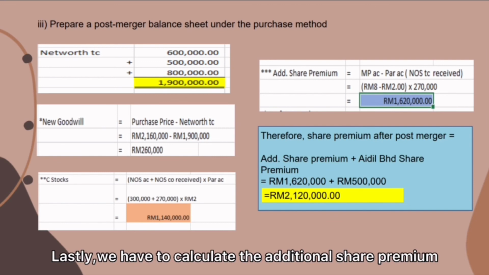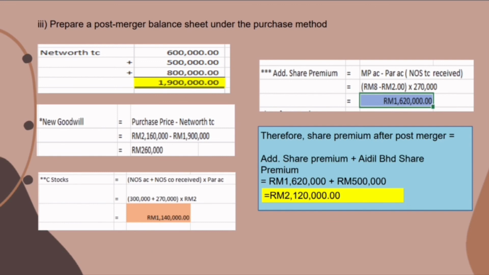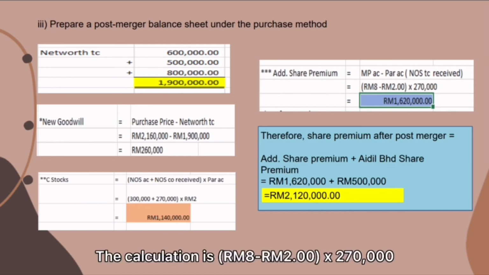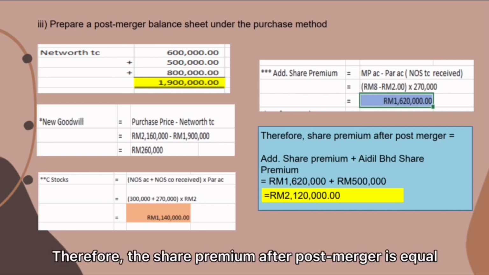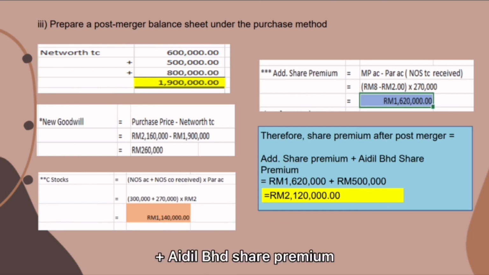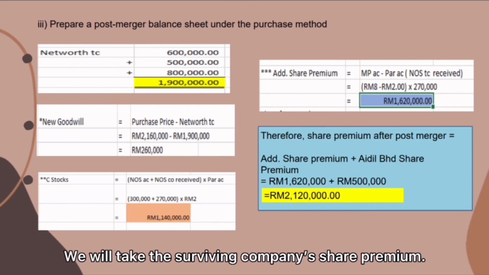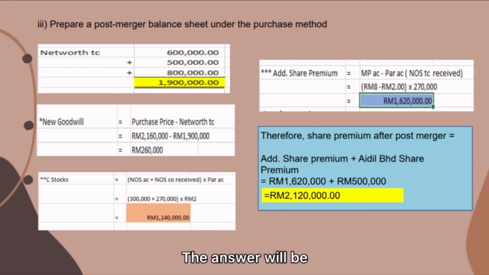Lastly, we have to calculate the additional share premium. The formula is MPAC minus par value AC multiplied by NOS TC received. The calculation is 8 ringgit minus 2 ringgit multiplied by 270,000, and the answer is 1,620,000 ringgit. Therefore, the share premium after the merger is equal to the additional share premium plus the surviving company's share premium. The answer will be 2,120,000 ringgit.